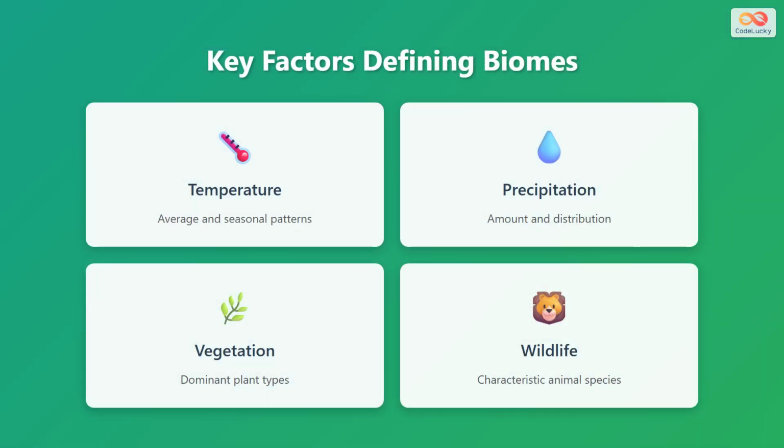4 key factors define what makes each biome unique. First is temperature, including both the average temperature and how it changes throughout the seasons. Second is precipitation, which includes not just the total amount of rainfall or snowfall, but also how it's distributed throughout the year. Third is vegetation, referring to the dominant types of plants that grow in the region. And fourth is wildlife, the characteristic animal species that have adapted to live in that particular environment. These 4 factors work together to create the distinct identity of each biome.